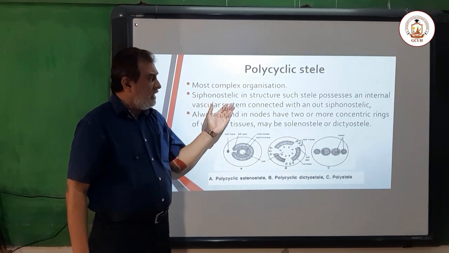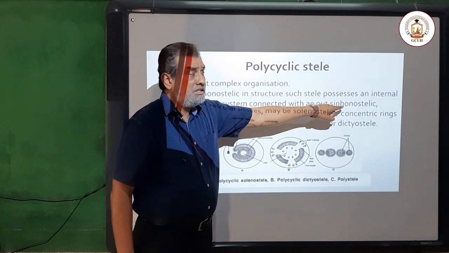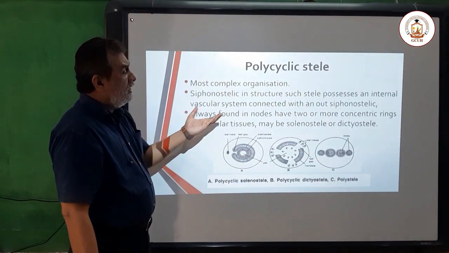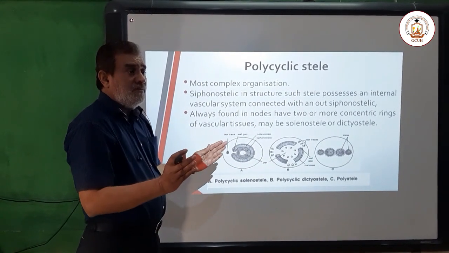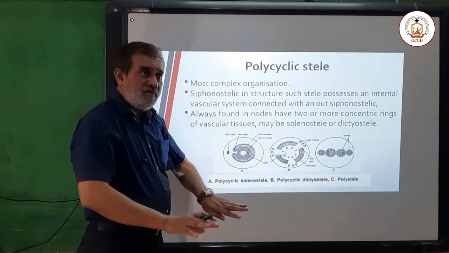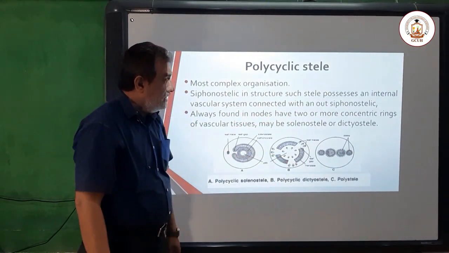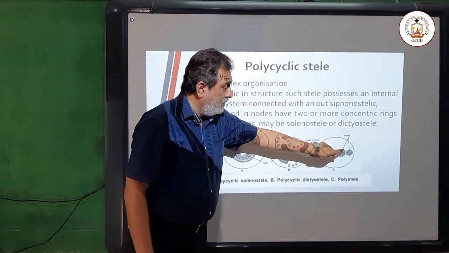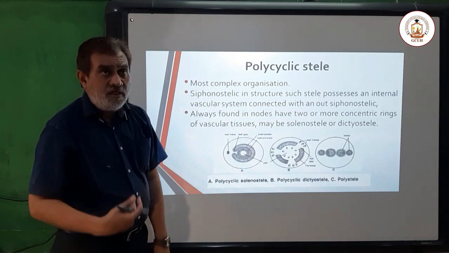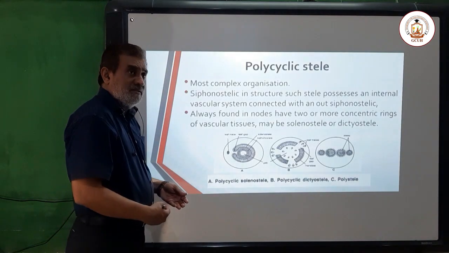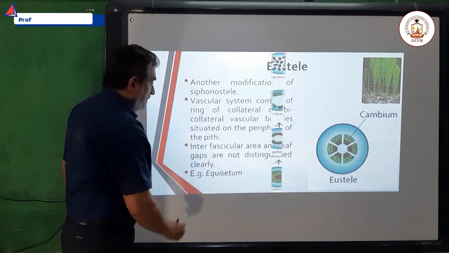The stele in a structure such as stem possesses an internal vascular system connected within the outer stelar region. So it is always found in the nodes, not just in the plant, because they are going to move into the lateral organs. That's why they are found in nodes, and have two or more concentric rings of the vascular tissues. Here we have more than one concentric ring. Here it may be solid and steel, or it may be of the other types of steel. The types may be different, but they are arranged here, and you can see both are present with them.